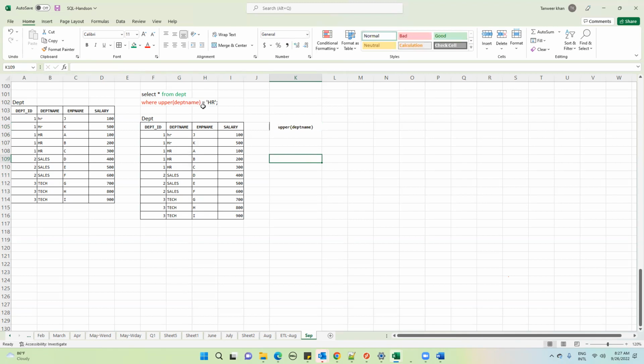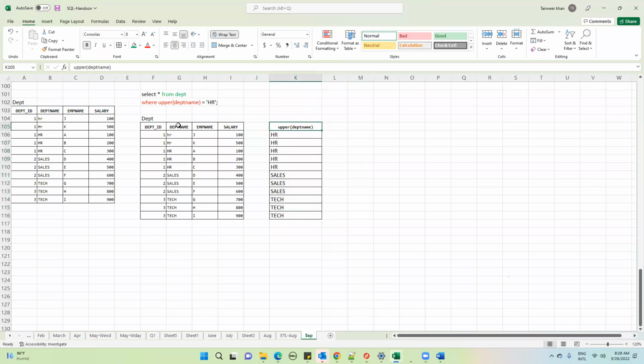I'm not talking about the equals HR part. I'm only talking till here, WHERE UPPER(department name). So your SQL engine will convert this to uppercase. Is the department name now converted to uppercase? Yes. Next question: is this department name, converted to uppercase, happening in this table, or is a new column created? A new column is created.